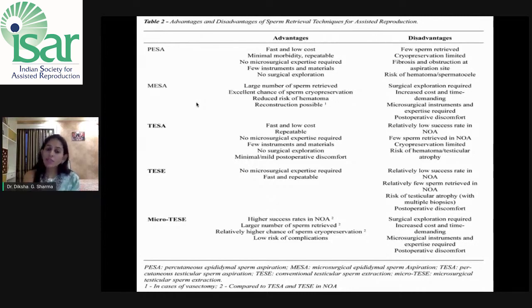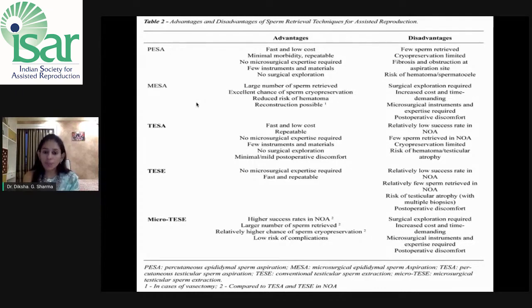What about a TISA? Similarly, for non-obstructive etiology of azoospermia, TISA will be fast, low cost, repeatable, does not need much expertise, few instruments, and patient can be discharged in 1 hour, minimal discomfort. But the number of sperms retrieved will be very low, especially for NOA, and cryopreservation will be limited. And because of the blind procedure, there can be risk of hematoma and testicular atrophy.